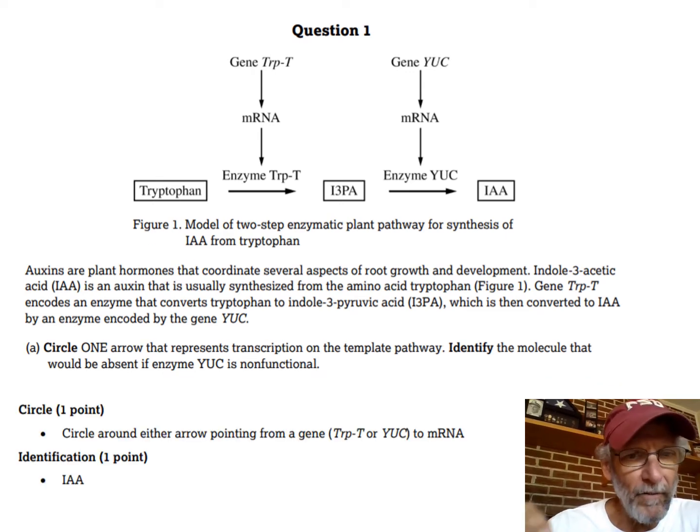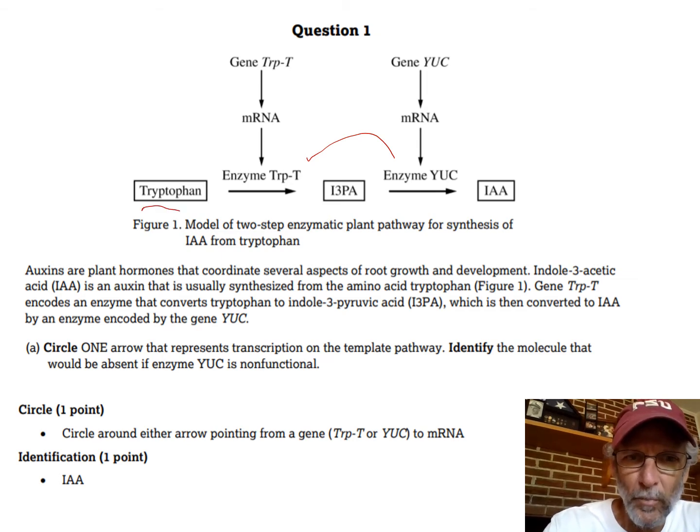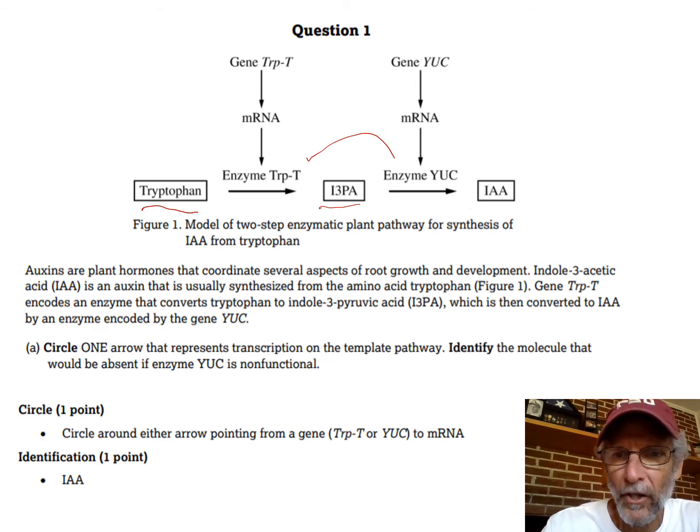Okay, so here we have a very typical story of an enzyme pathway. Very short one. There's only two enzymes here, only two steps, right? But it starts with this precursor, turns it into that intermediate, and eventually ends up with that final product, involving the use of two different enzymes, which are coded for by two different genes. Okay, so circle one arrow that represents transcription.